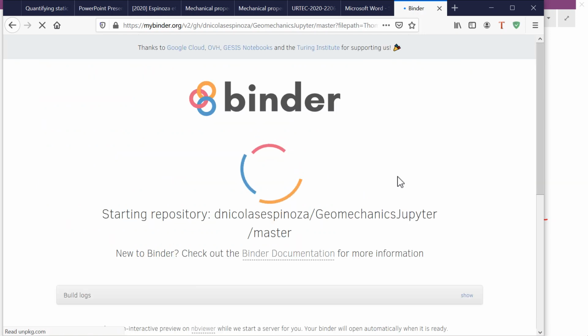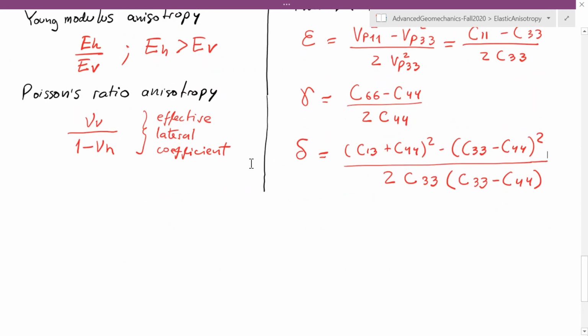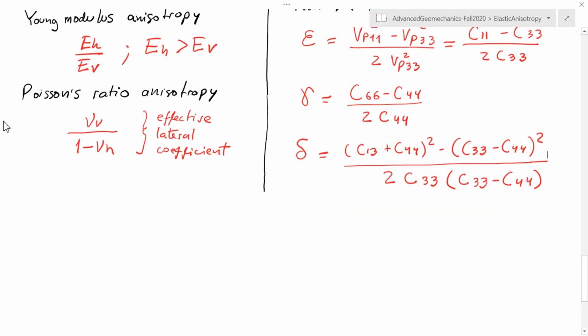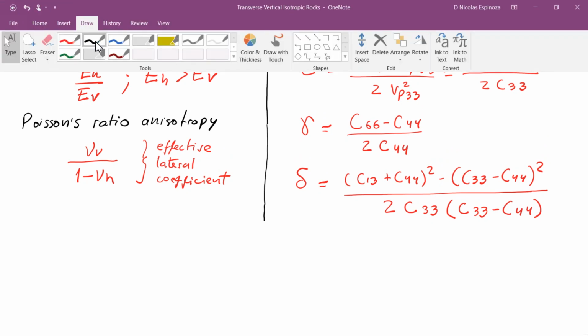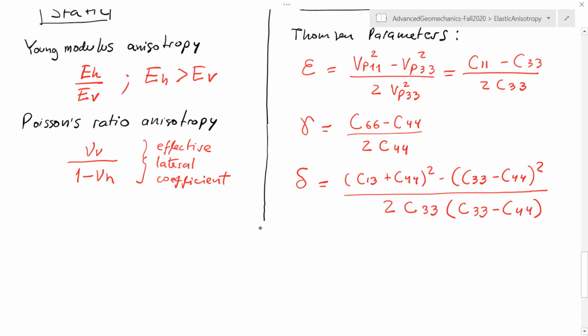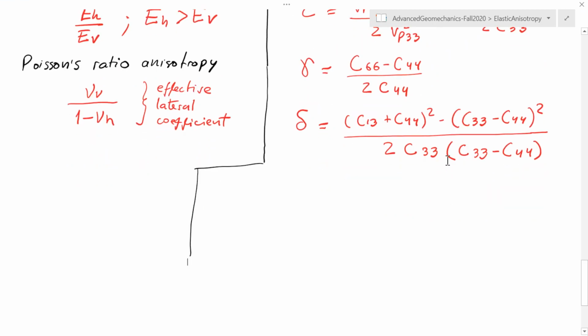While I write some equations. So, okay, this is going to take some time to build. What we want to do with the Thomson parameters is that after we get to know those, it's going to be very handy in order to predict the velocities at an angle which does not coincide either with the horizontal or the vertical direction.